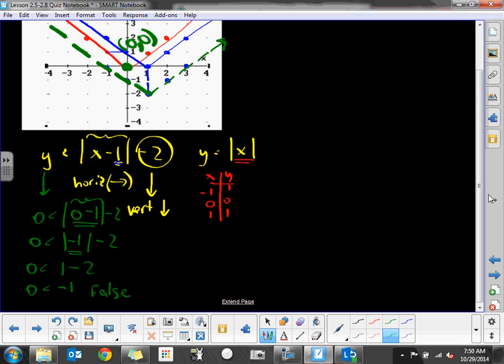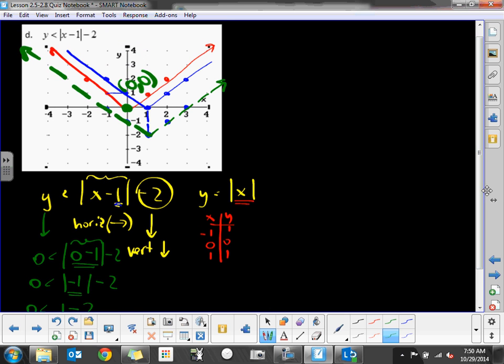0 is not smaller than -1, which means we do not want to be on the inside of it, we want to be on the outside of it. So we'd be shading to the outside of our graph. So those are the transformations that we're using to graph absolute value inequalities. And then making sure that we dash the line when it's less than, and making sure that we shade the appropriate region.